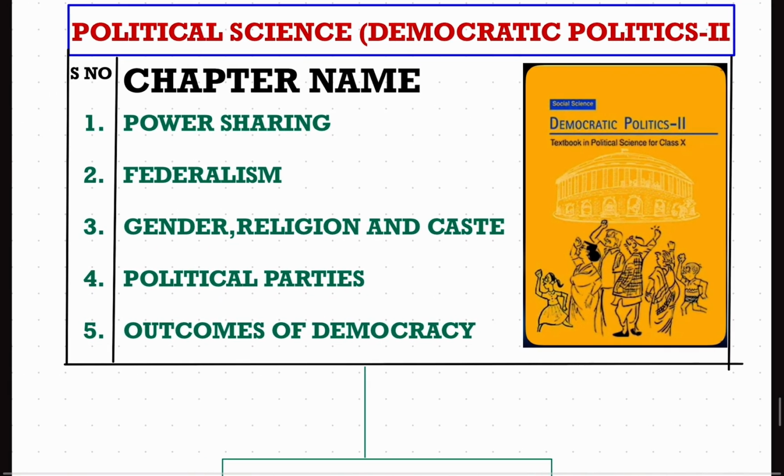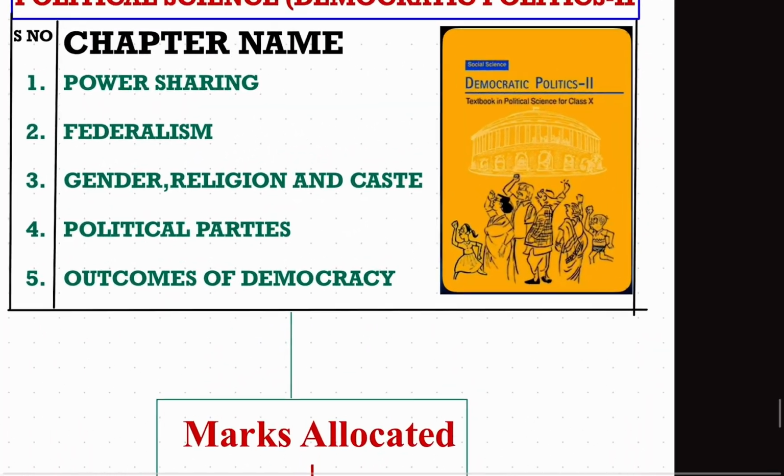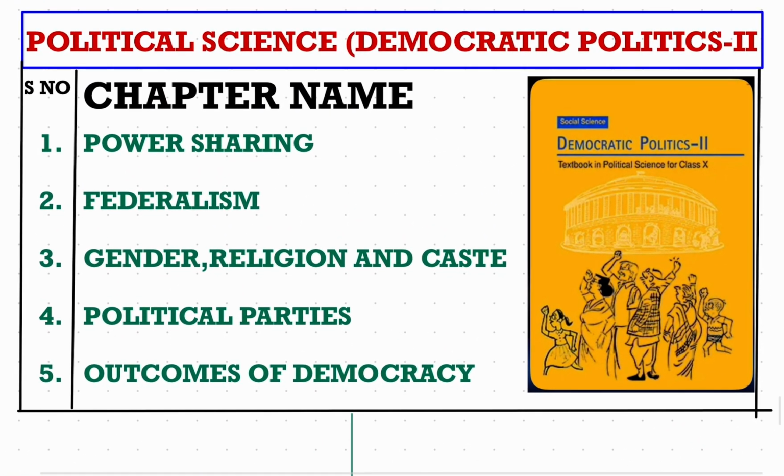And this is the political science, Democratic Politics. Let us see first what are the chapters, how many chapters are there. There are 5 chapters. The first one is Power Sharing, the second one Federalism, the third one Gender, Religion and Caste, the fourth one Political Parties, and the fifth one is Outcomes of Democracy. You can see here, it is Democratic Politics, in continuation to the ninth class Democratic Politics one.